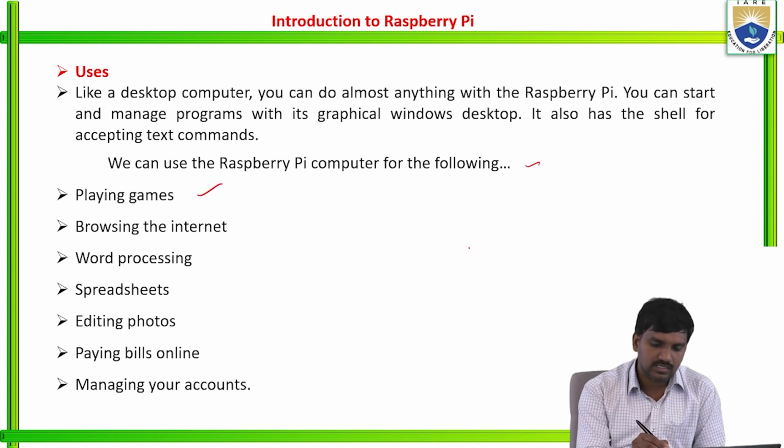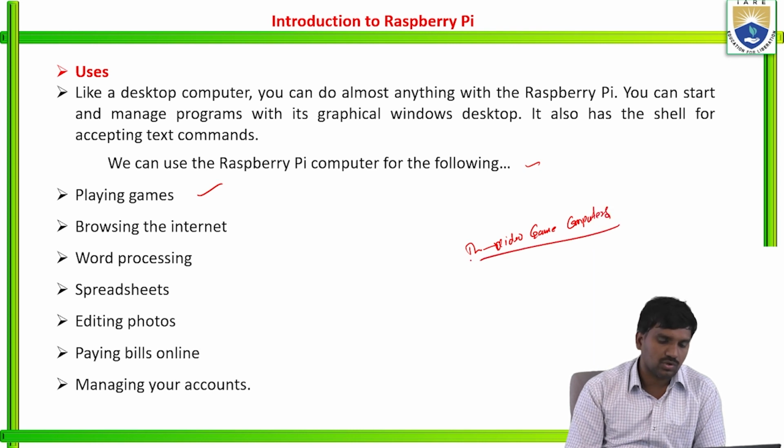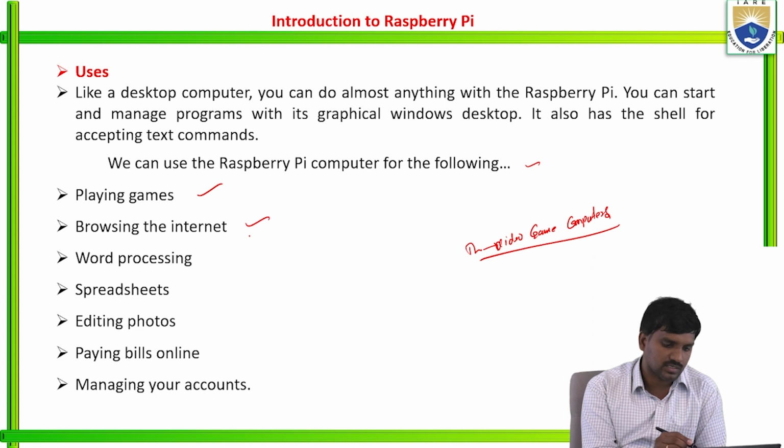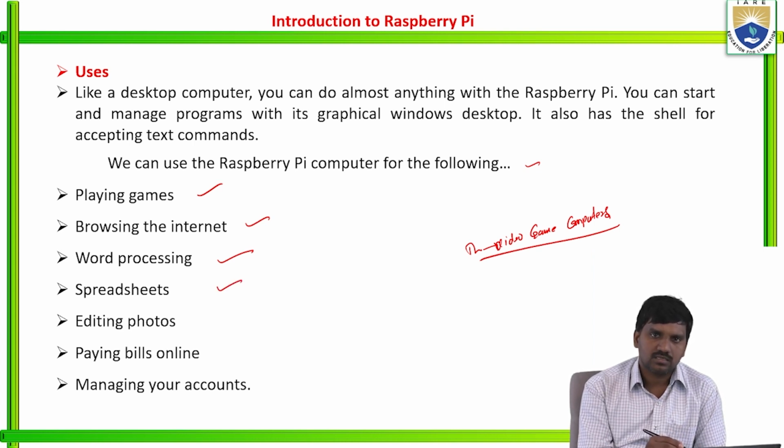In olden days, there were video game computers also, and for that we use these game computers. Then browsing the internet, for personal or professional purposes. Then word processing, as in Microsoft Word, and spreadsheets. Anyone can fill in the data, and the data will be automatically updated in the worksheet.